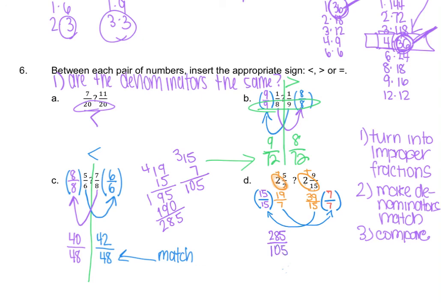105. These should be improper fractions because, again, I'm starting with mixed numbers. 39 times 7 is 273. And again, I'm going to just do it to check myself. 105. All right, so I have 285 over 105 and 273 over 105. My denominators do match, which leads me to think I did it right. And so I'm comparing 285 and 273. 285 is bigger, which means that 2 and 5/7 is greater than 2 and 9/15.